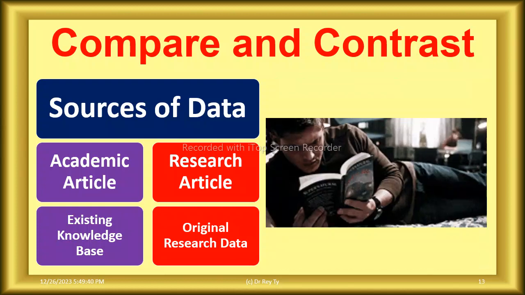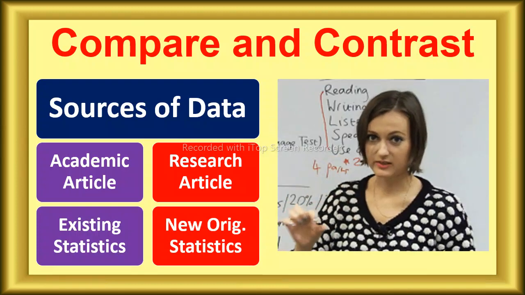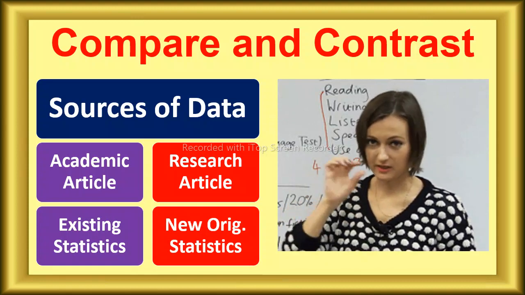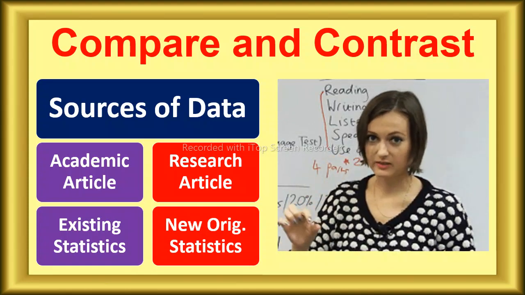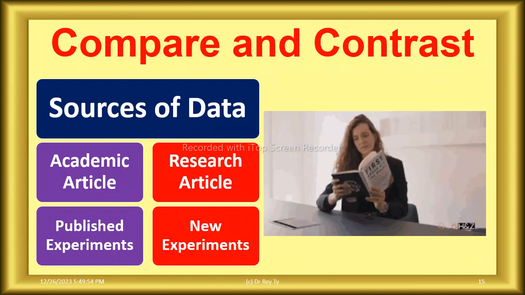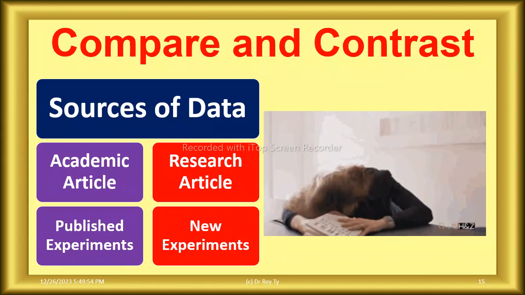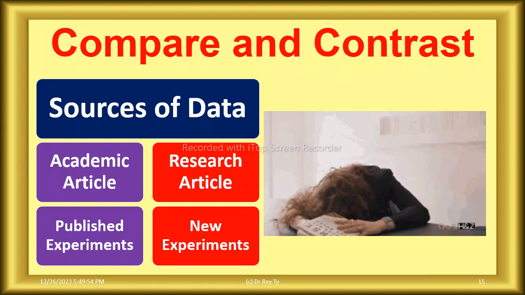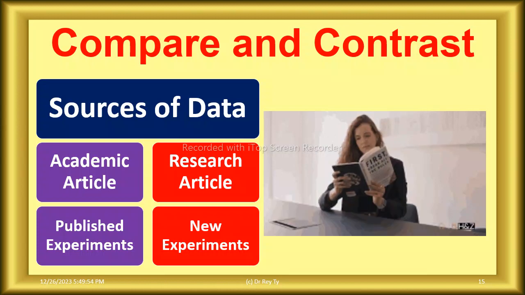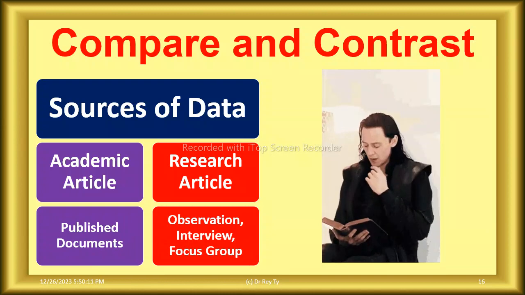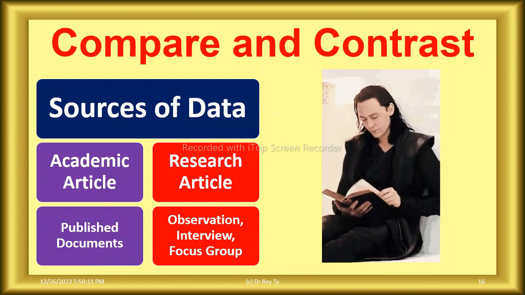Whereas academic articles rely on existing statistics, research articles produce new original statistics. And academic articles rely on published experiments conducted in the past, while research articles engage in new experiments if they are required at all. So for academic articles, they rely on published materials.